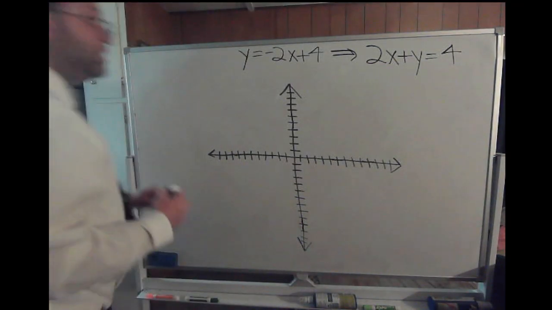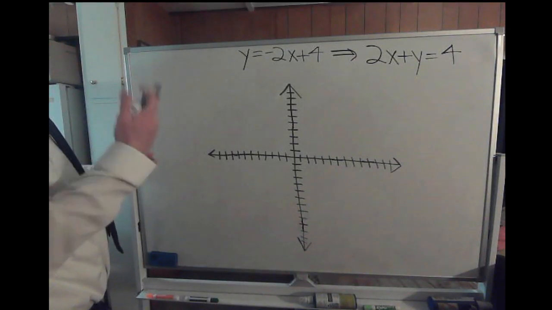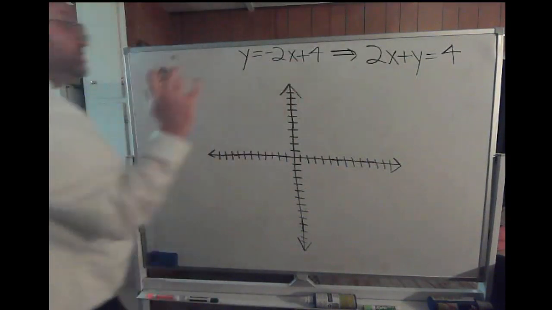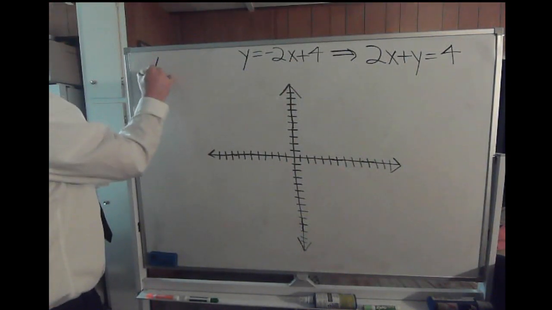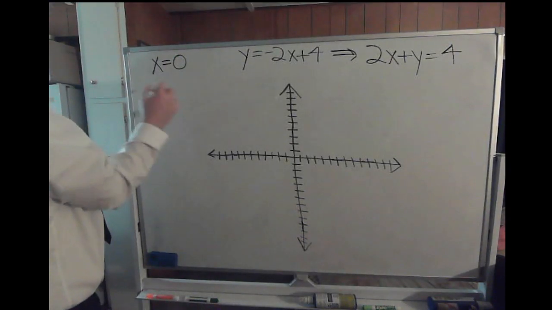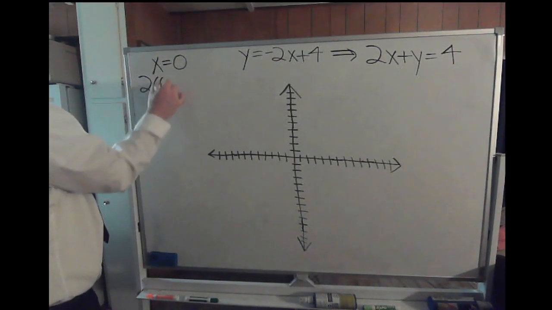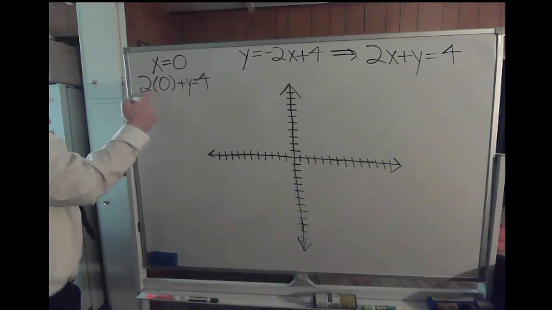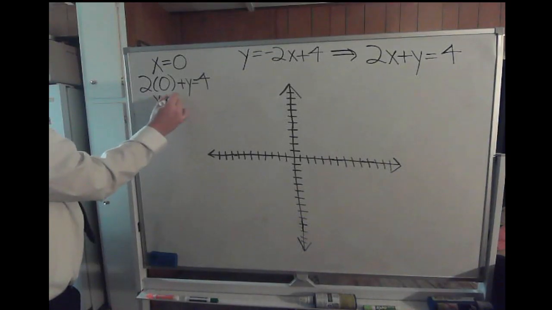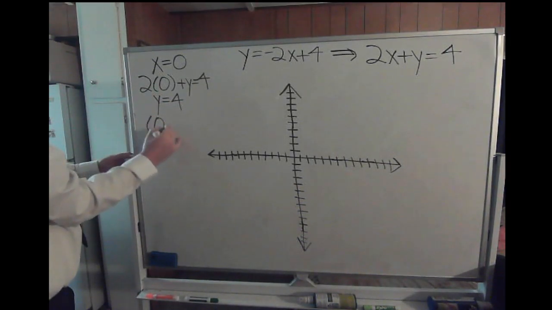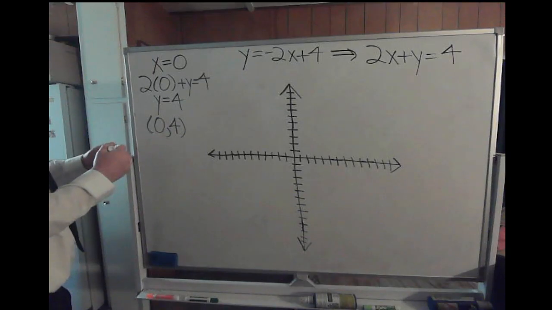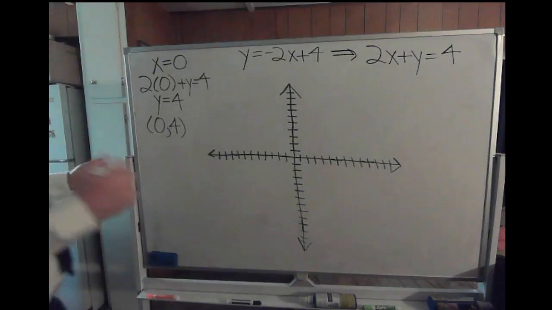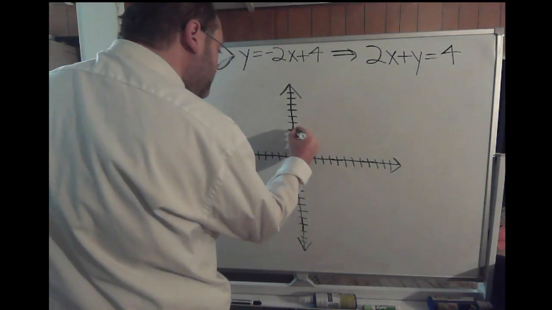So go ahead, find your y-intercept. That means you're going to solve for y, so you got to set x equal to 0. So let's go ahead and do just that. x will equal 0, which means you'll put that into the equation. You'll have 2 times 0 plus y equals 4. Well, 2 times 0 is 0, you just get y equals 4. So when x is 0, y is 4. You get the ordered pair 0, 4. So let's go ahead and plot that point at 0, 4, which is going to be right there.